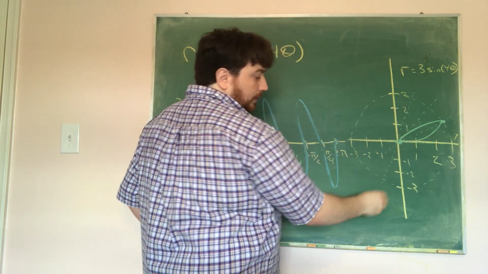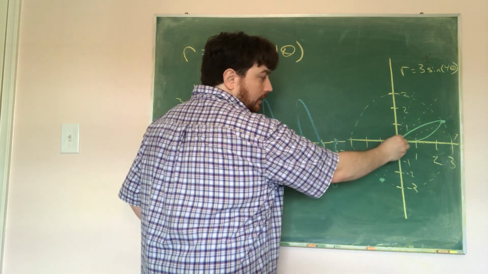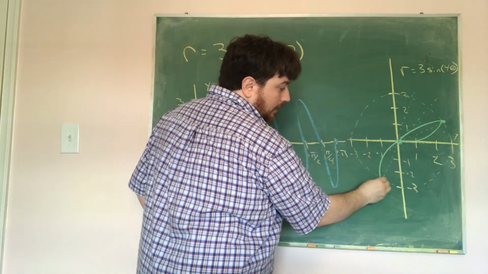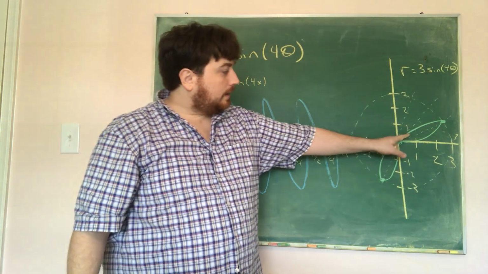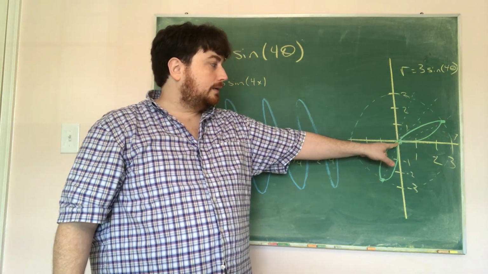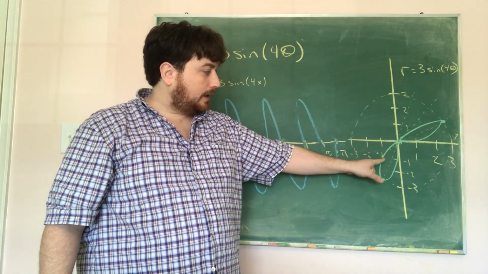This would be negative 3 pi over 8. And so right here, negative 3 would look like this. And then I would have flat. And so at an angle of pi over 4, I have a radius of 0. And then as I get bigger, my radius gets negative.